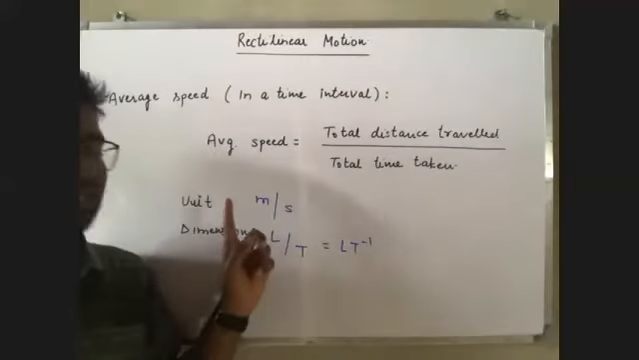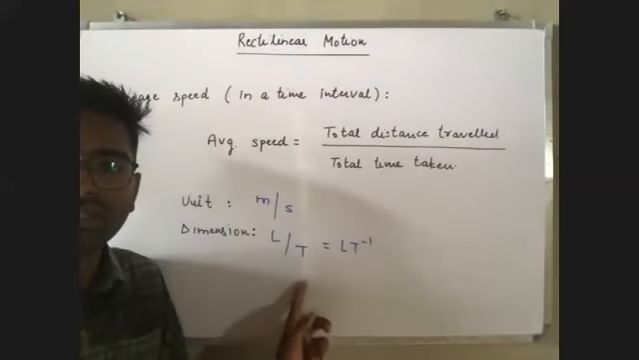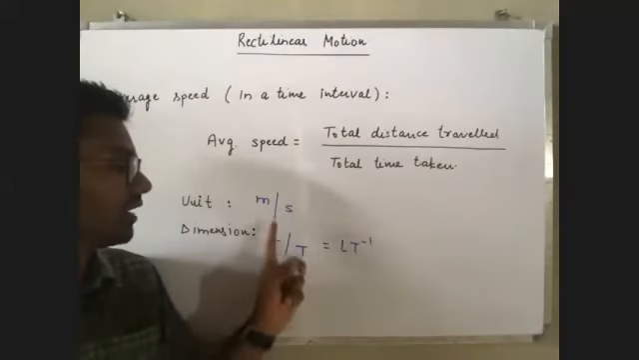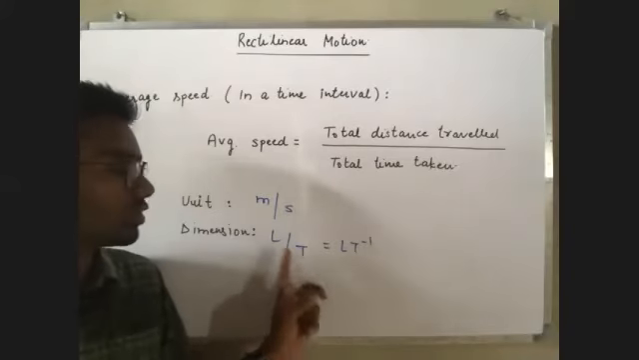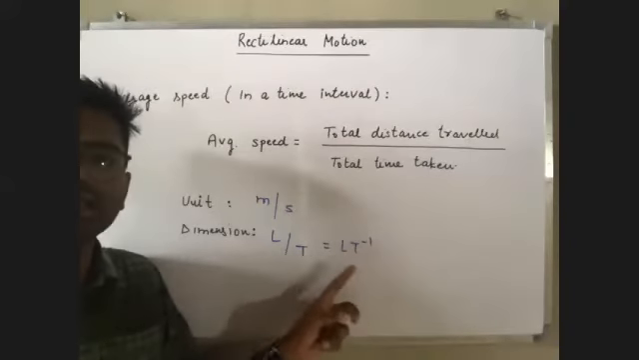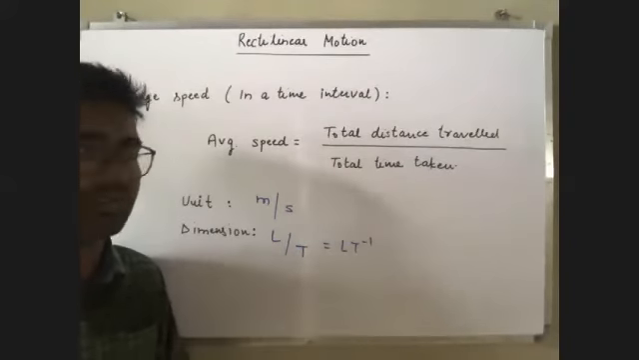Is it clear? The unit is meter per second, and how did I calculate the dimension? Meter is nothing but length, divided by second, which is time. So L divided by T can be written as LT minus 1. So this is the dimension.